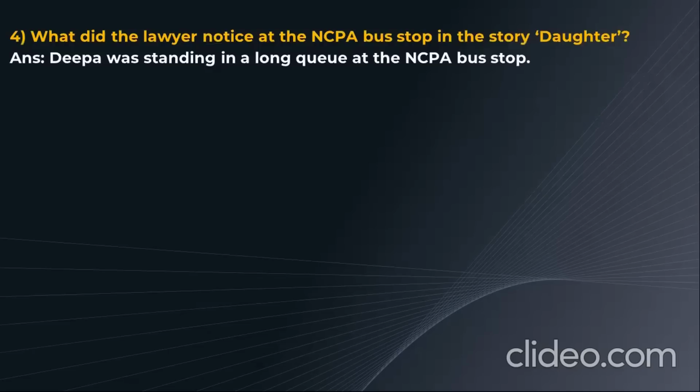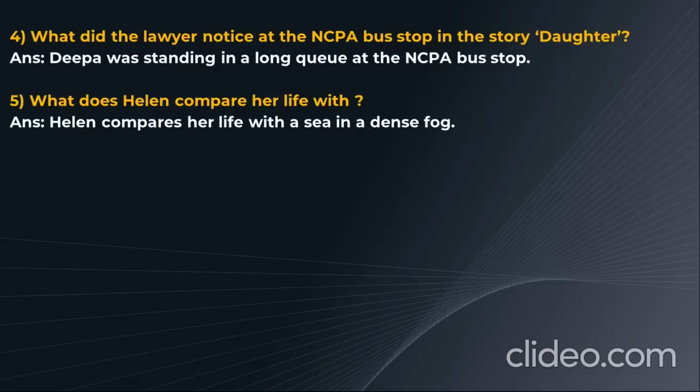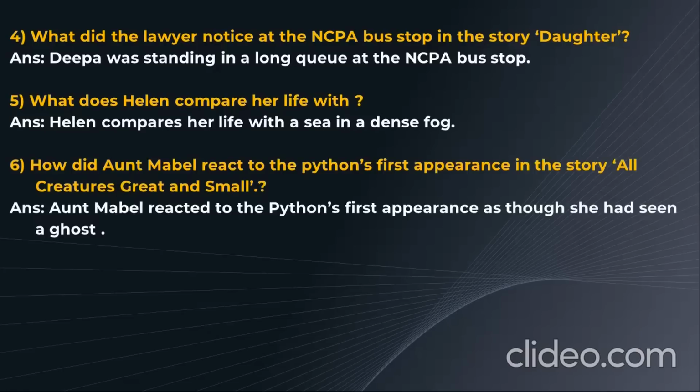Fourth question: what did the lawyer notice at the NCPA bus stop in the story Daughter? Deepa was standing in a long queue at the NCPA bus stop, that was noticed by the lawyer. Fifth question: what does Helen compare her life with? Helen compares her life with a sea in a dense fog. Sixth question: how did Aunt Mabel react to the python's first appearance in the story, All Creatures Great and Small? Answer: Aunt Mabel reacted to the python's first appearance as though she had seen a ghost.